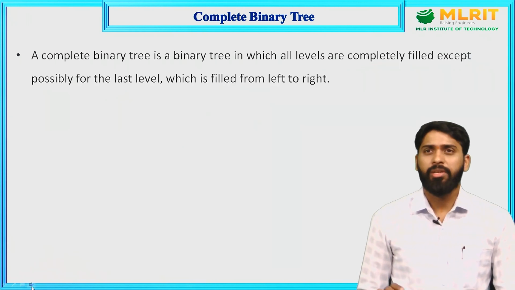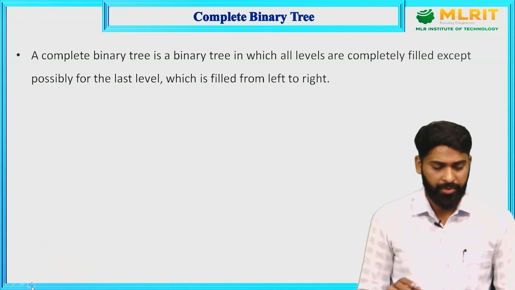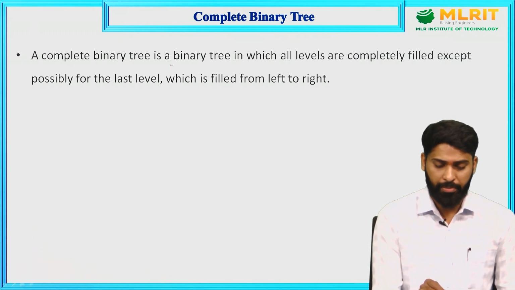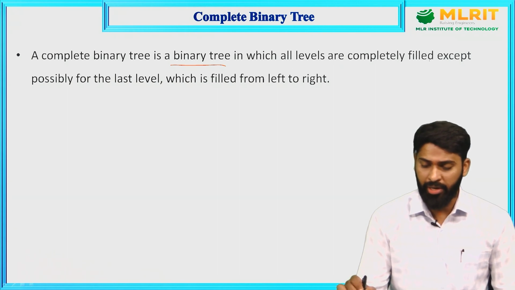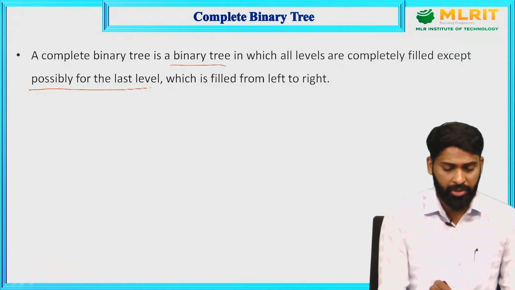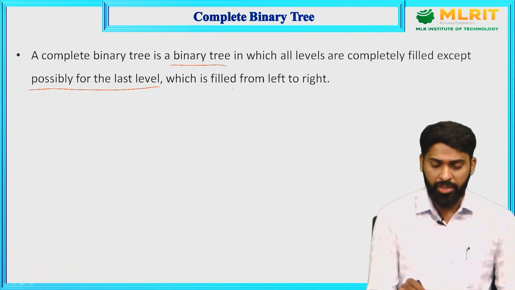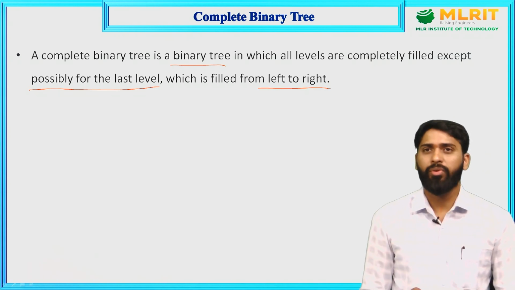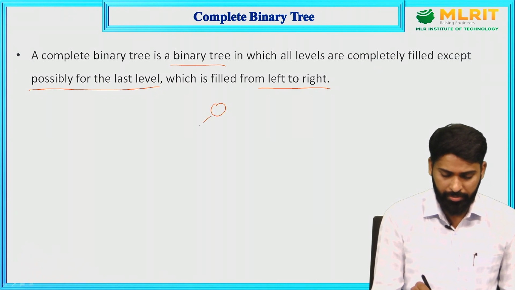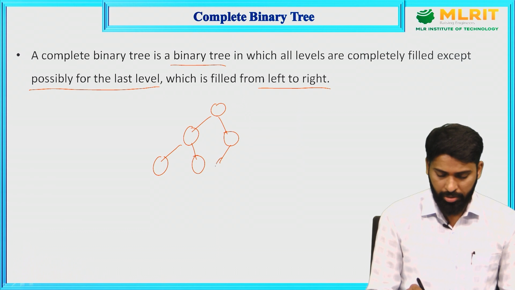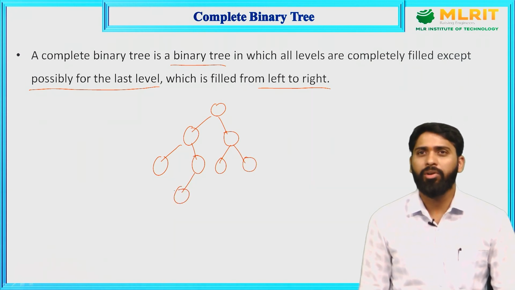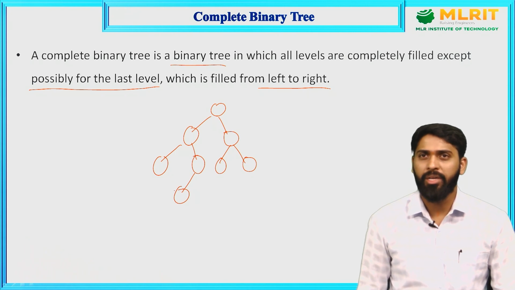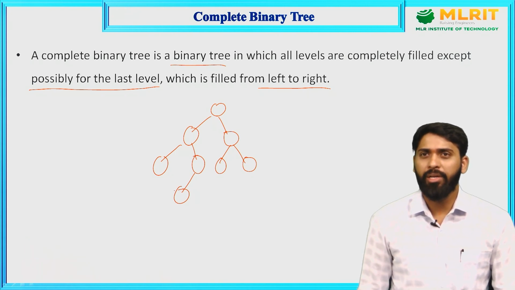So, next one, complete binary tree. A complete binary tree is a binary tree in which all levels are completely filled except possibly for the last level, which is filled from left to right. Now, consider this. Is it a binary tree or not? Yes, it is a binary tree, but it is not a complete binary tree.